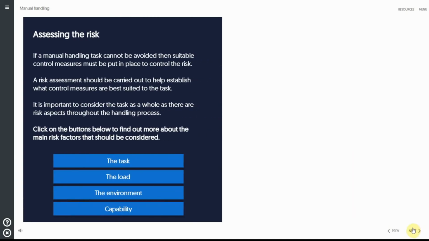If a manual handling task cannot be avoided, then suitable control measures must be put in place to control the risk. A risk assessment should be carried out to help establish what control measures are best suited to the task. It's important to consider the task as a whole, as there are risk aspects throughout the handling process.